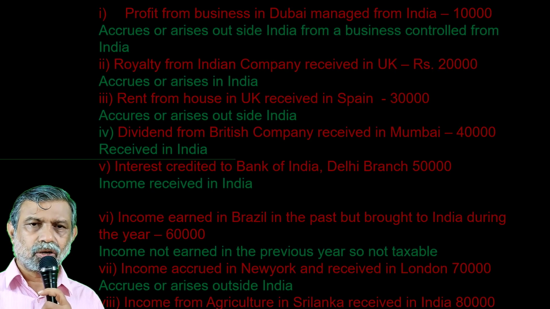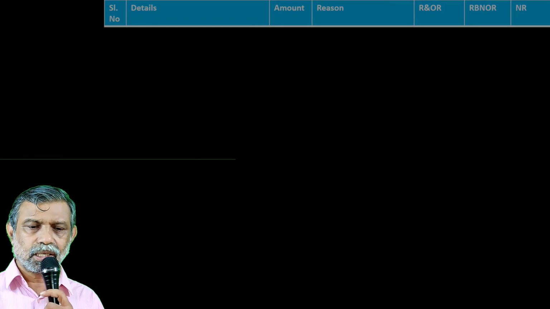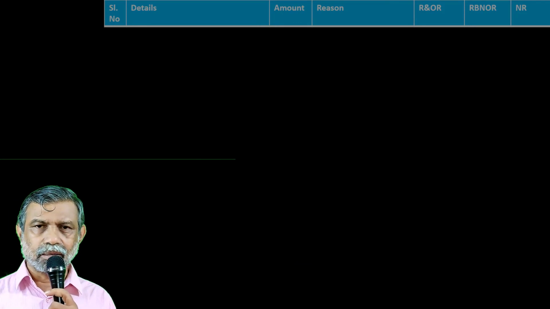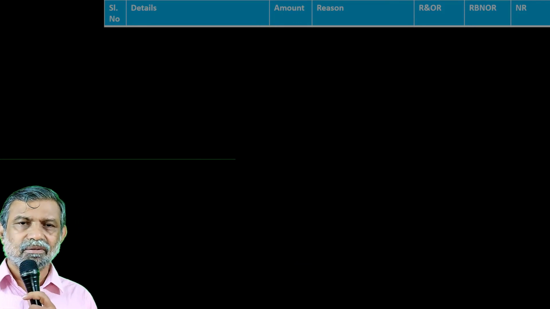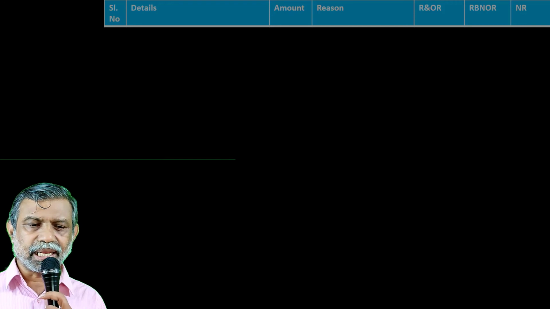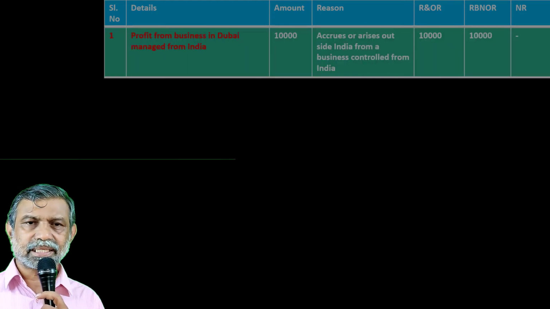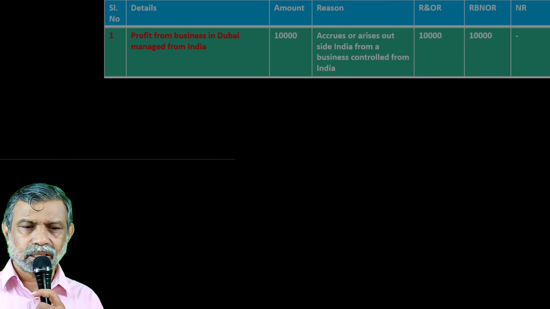Calculation of gross total income of so and so. Let us have 7 columns so that you understand this. First column is serial number. Second is details. Then amount. Then reason. Then 3 columns for resident and ordinary resident, resident but not ordinary resident, and non-resident.